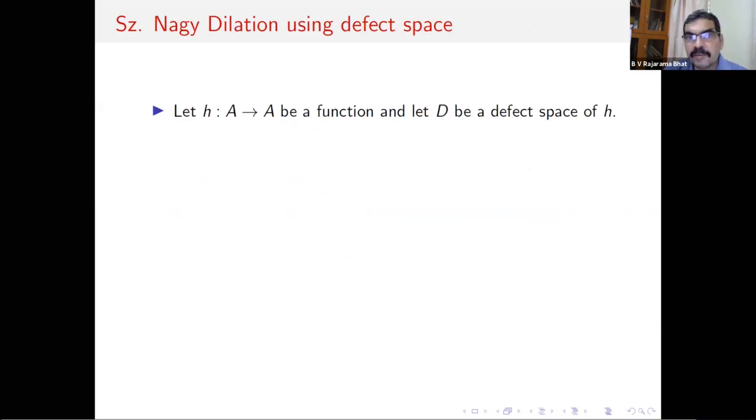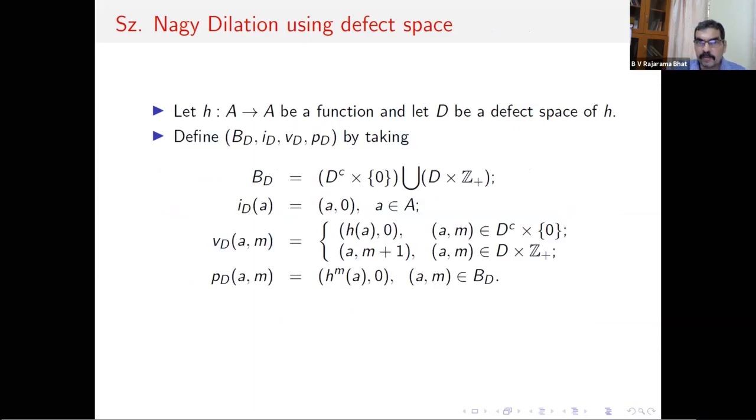So here is the dilation using the defect space. On D complement, there is no need to do the dilation, so there you just keep it 0, just to embed it. On the defect part, you have to do the dilation. If you are familiar with the Nash dilation or the multivariable Popescu type dilation, you will see this kind of thing. For the defect space, you need copies of the defect space, and for the other part, you don't have to do anything. So that is what happens here.